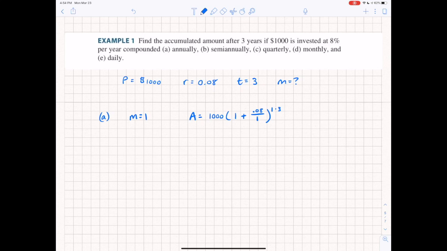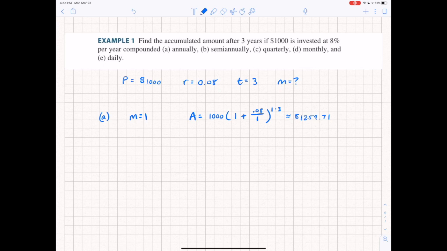Plugging this into a calculator will give me how much money we have earned. I am going to plug this in and see what I get. It's taking just a little bit longer than I intended to. This comes out to be approximately $1,259.71. Now this is interesting because this is the same answer that we got before when we did this exact problem a second ago.